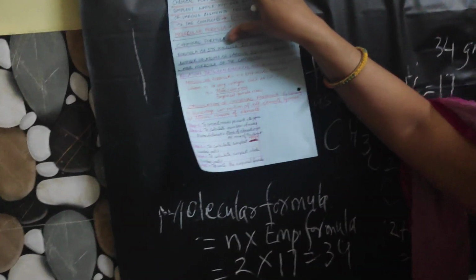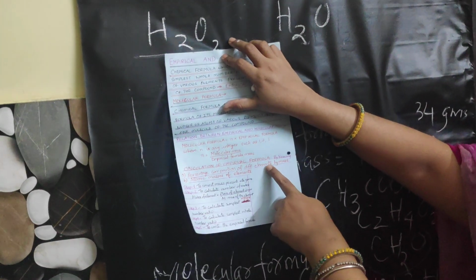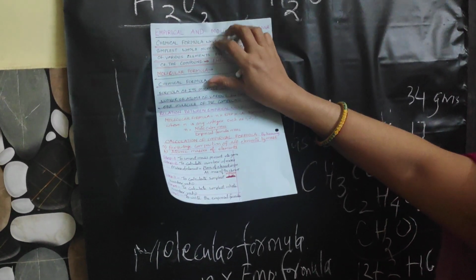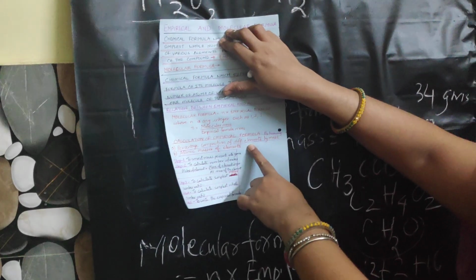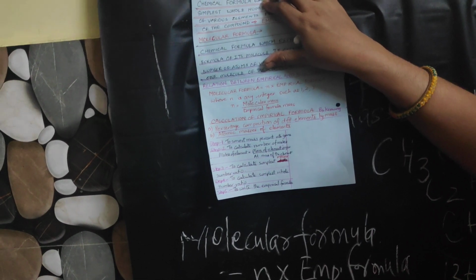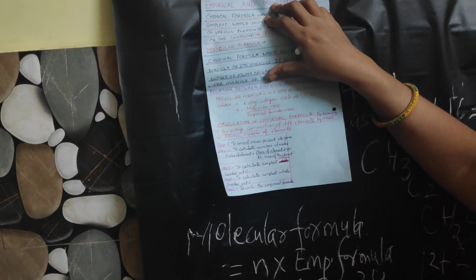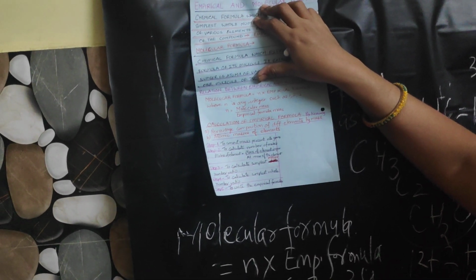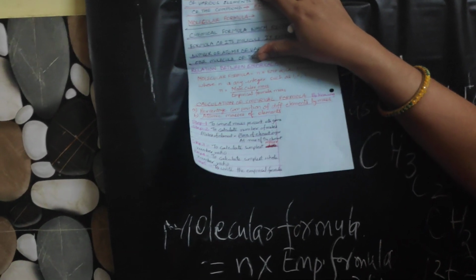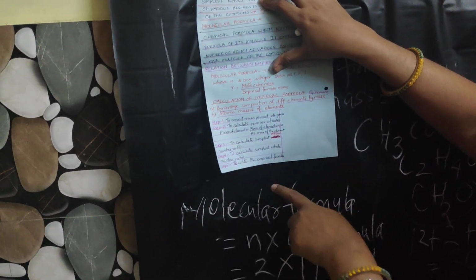There are two things we have to know, and then we can calculate the empirical formula. First is the percentage composition of the different elements by mass. This will be provided in the numerical. The atomic masses will already be given, or you should know them, and then we calculate the empirical formula first. Then from the empirical formula we calculate the empirical formula mass, and from that the molecular formula. So these are the different steps for calculating the empirical formula.